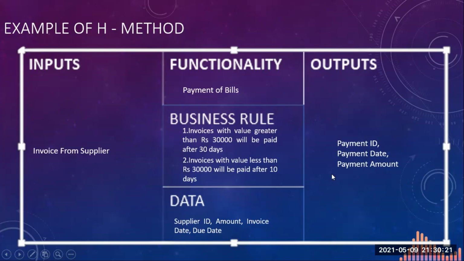What is the output of this process? Payment ID. So if you are doing the payment electronically, there will be a payment ID, there will be a payment date, and the payment amount. So by using the H method, what we have done is we have extracted the data that is most useful to us, and we have put them in an organized form. Now this helps us structure the interview with the user and come to a meaningful conclusion.